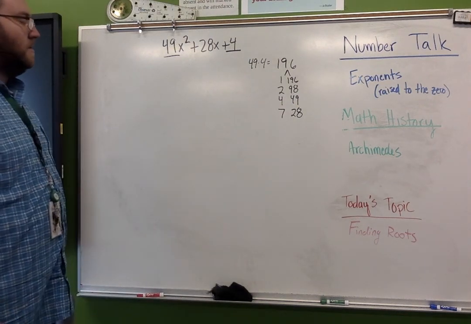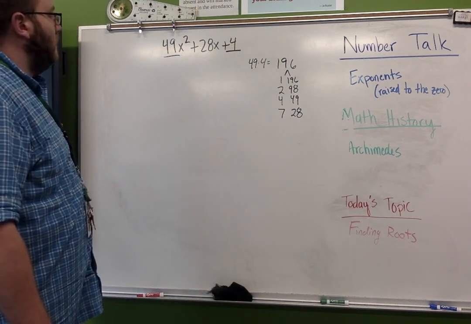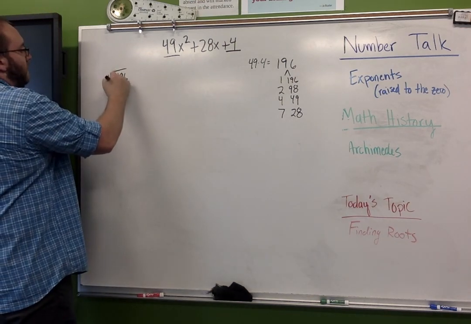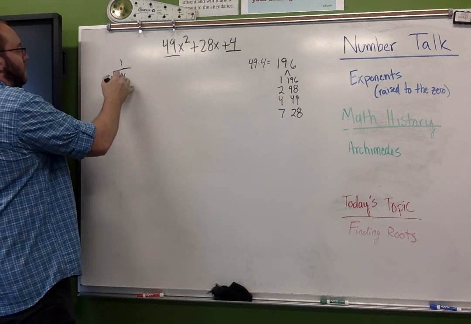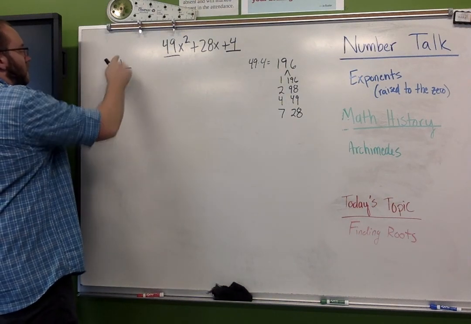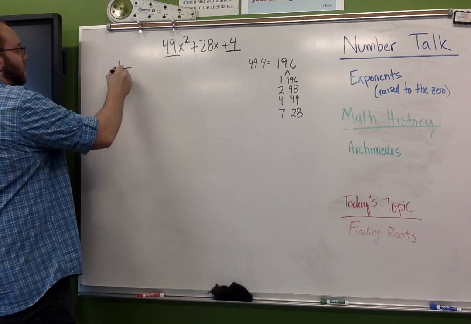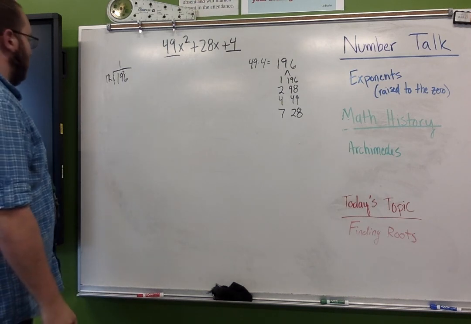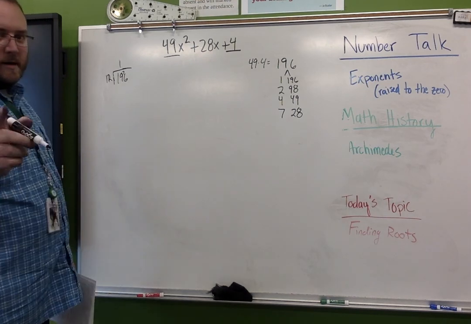9 doesn't. 10 doesn't. 11, let's see. 196 divided by 11. That's 1 with 7 left over. No, 11 doesn't. I'm pretty sure 12 does. So that's 1 with 7 left over. I'm going to run and get a calculator real quick. Sorry.